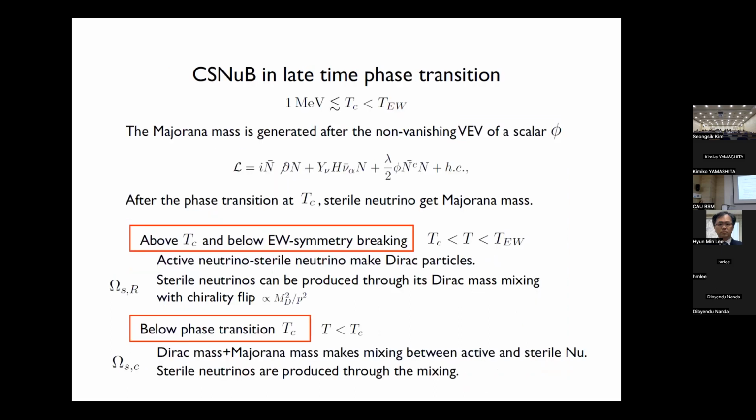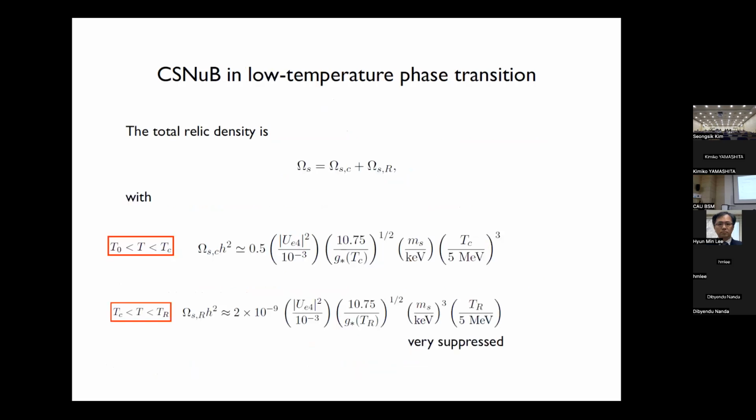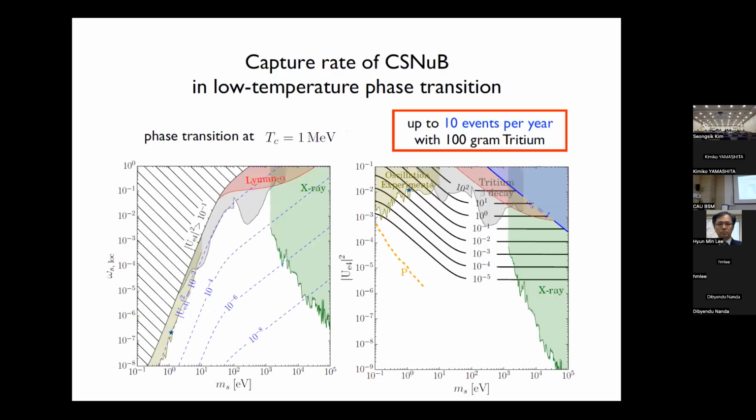Another model is where the reheating temperature can be very large, but the phase transition can be lower than this 100 MeV. So Tc means that the Majorana mass may be generated by some vacuum expectation value of some scalar field phi. So when this phi has a value, that can give the mass of the Majorana neutrino. In this case, the Tc for the phase transition may be smaller than this maximum temperature. In that case, the relic density depends on Tc, not the TR. The production is suppressed again. So in that case too, we can find some 10 events per year.